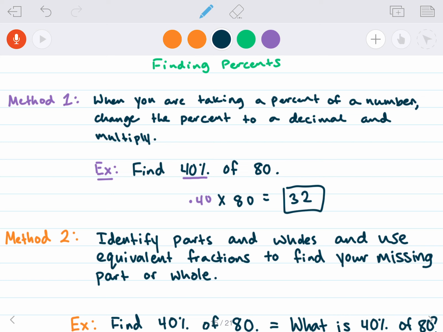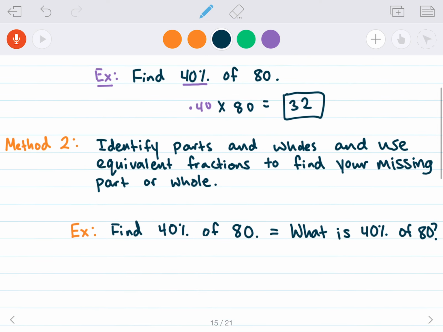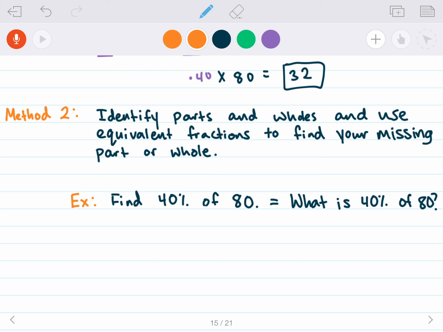Now, another way that we can do this is we can identify parts and wholes and use equivalent fractions to find your missing part or whole. So some hints here. We have the word is, which is associated with the part, and we have the word of, which is typically associated with the whole. So if you're told find 40% of 80, you can write it as an is-of question. Instead of saying find 40% of 80, you can say, what is 40% of 80? They mean the exact same thing.